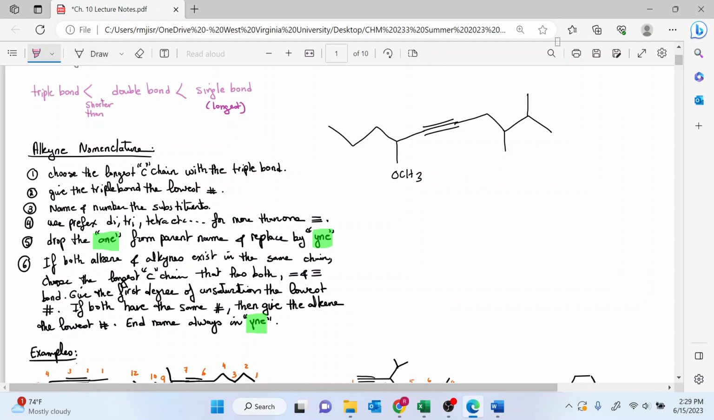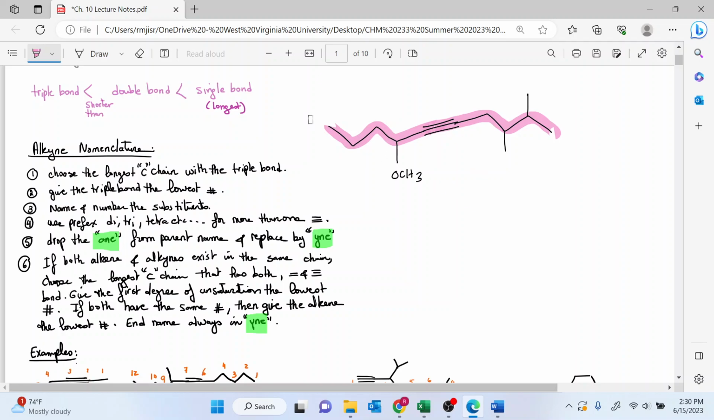To name alkynes, we need to choose the longest carbon chain that contains the triple bond. And then we need to give the triple bond the lowest number. This is our priority. Our priority is not the substituent, our priority is the triple bond. You give it the lowest number, and then you look at the substituent, and if you can, you give it the lowest number.